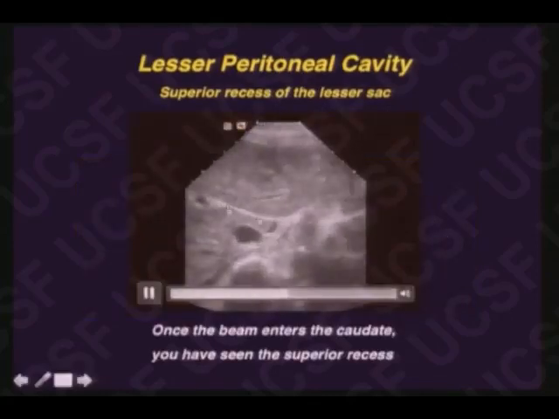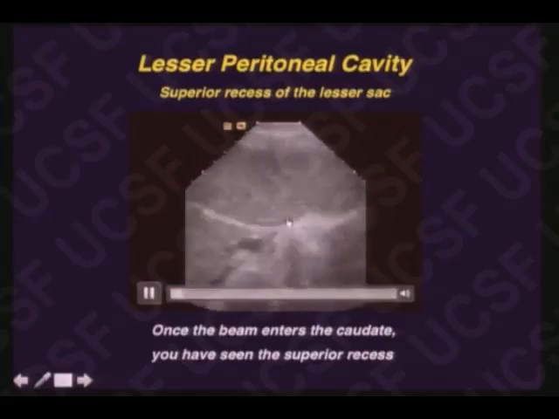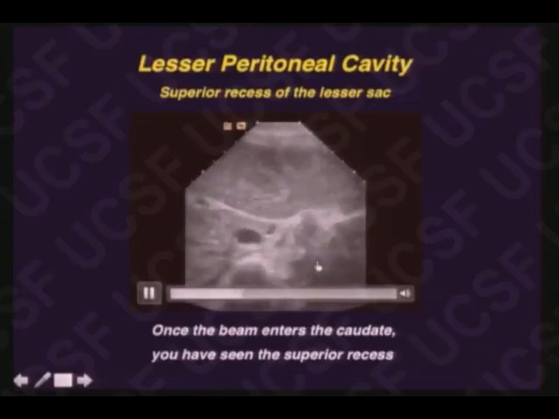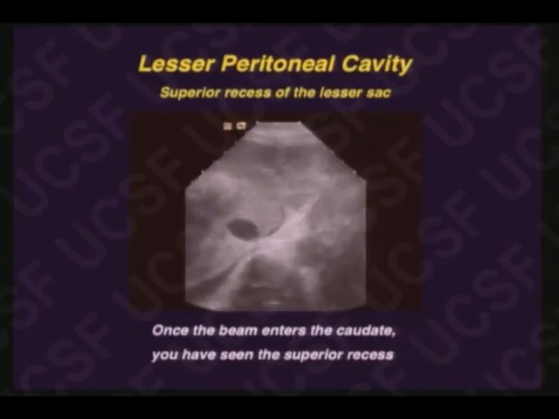Here we see the fissure for the ligamentum venosum, the gastrohepatic ligament. Once the beam enters the caudate lobe, it must also leave the caudate lobe and enter the superior recess of the lesser sac. So the fact that there's less than 2 cc's of fluid in the superior recess of the lesser sac is irrelevant. We're going to find it.